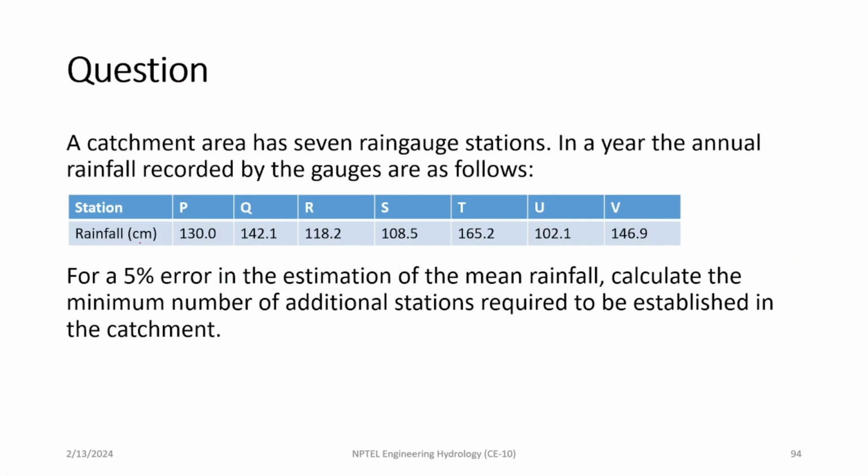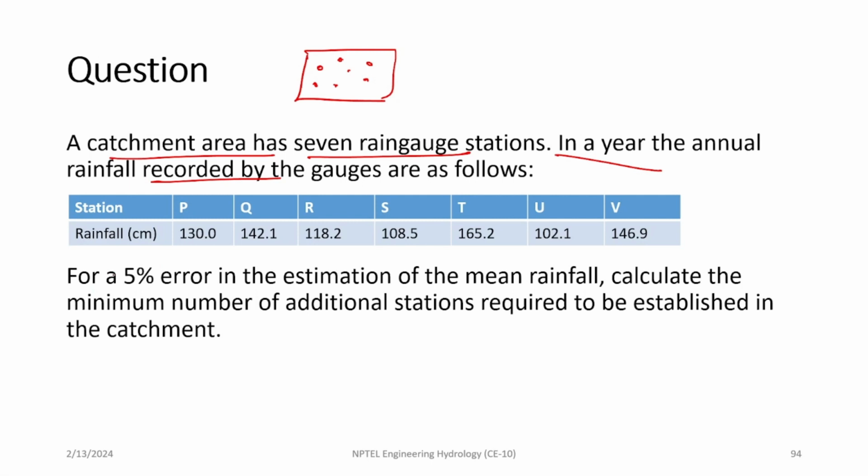So the first question is, firstly I should explain this. Here it is saying that a catchment area has 7 rain gauge stations. So for this area, 7 rain gauge stations are already installed. You can say 4, then 5, 6, then yes 7. So 7 stations are there. Now it is saying that in a year, the annual rainfall recorded by the rain gauges is as follows. So the annual rainfall value is given for each point. For P it is 130, then likewise it varies, and for V it is 146.9.